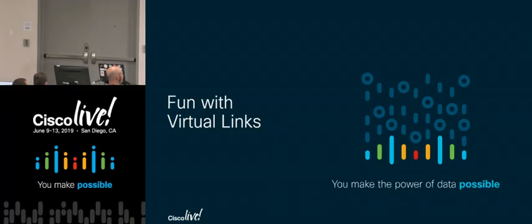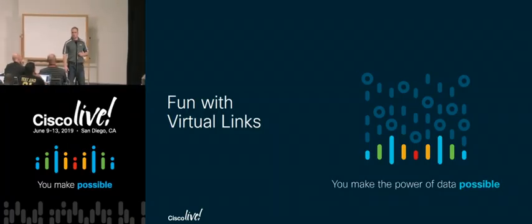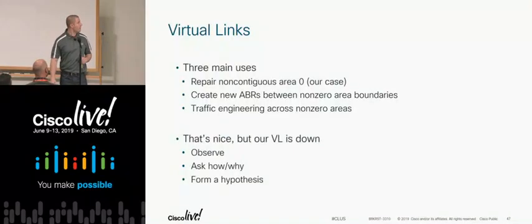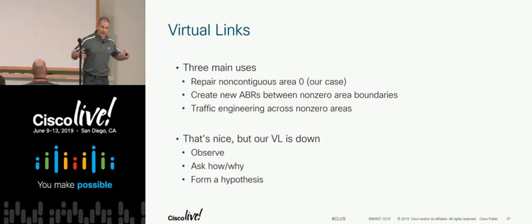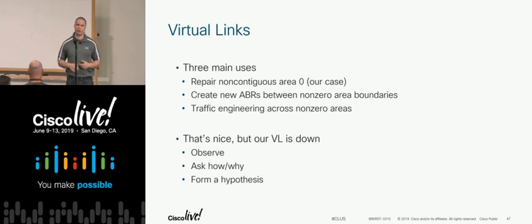Virtual links. There's nothing really fun about them. I don't know where I came up with this title. So what we're going to do is, I have a pretty ugly virtual link scenario. And it's ugly for a couple reasons. Some of those reasons are just the way the Cisco parser is built.